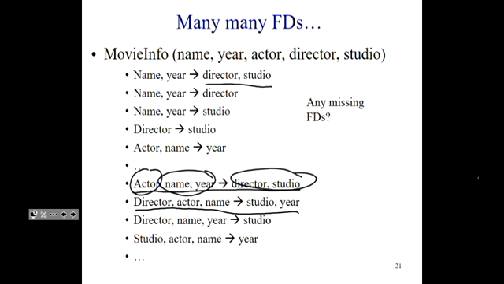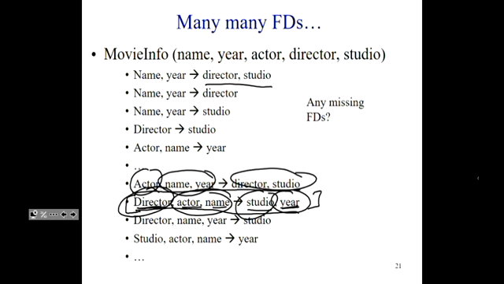Well, actor name implies year, director implies studio, and implicitly that allows me to get to this functional dependency, right? So if I have two tuples that have the same value for actor and name, then they have the same value for year. If two tuples have the same value for director, they have the same value for studio. Therefore, this functional dependency holds.